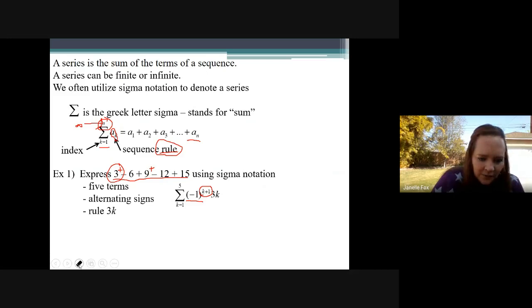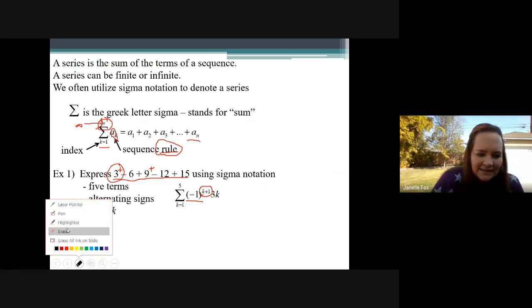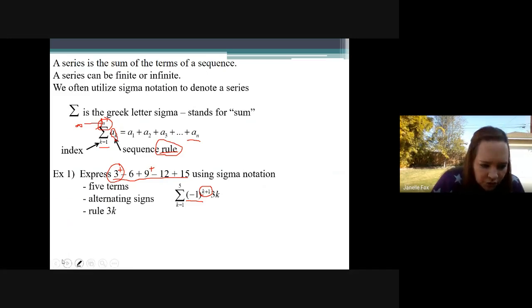All right, let's go ahead and go to the next example. Oh shoot, what is wrong with me? I am choosing the wrong tools. Okay, I got it now.